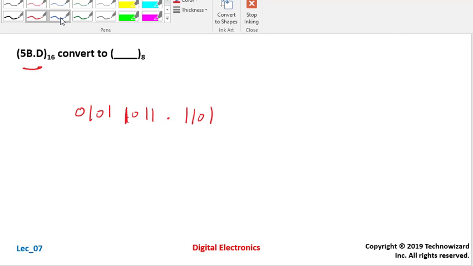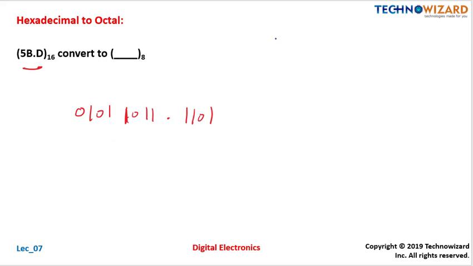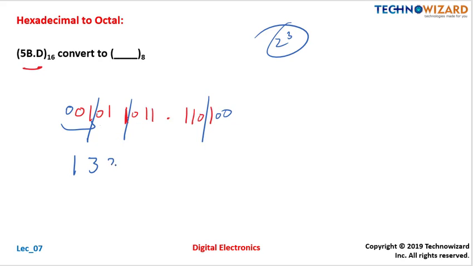Okay, now I have to write it in octal, so 2 to the power 3. So see this, one group, second group, and I am putting 0 here. Again one group, I am putting 0 here. So 001 is 1, 011 is 3, and 011 is 3. Point 110 is 1, 2, 4, that is 6, and 100 is 4. 133.64 is the octal number of this hexadecimal number.